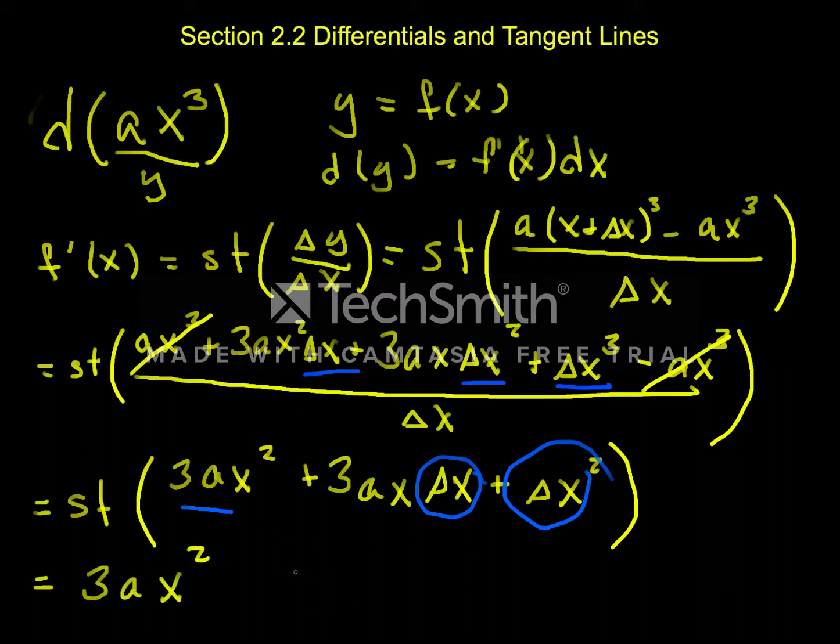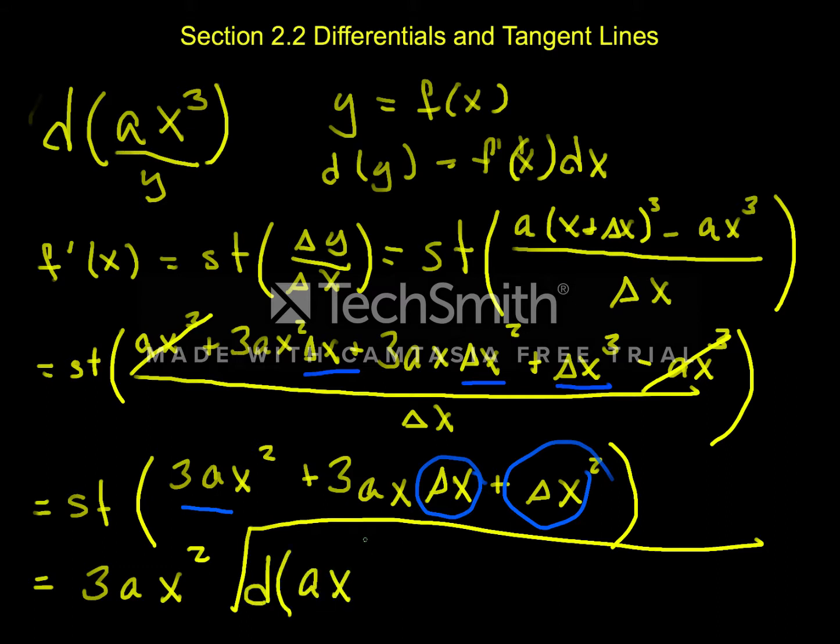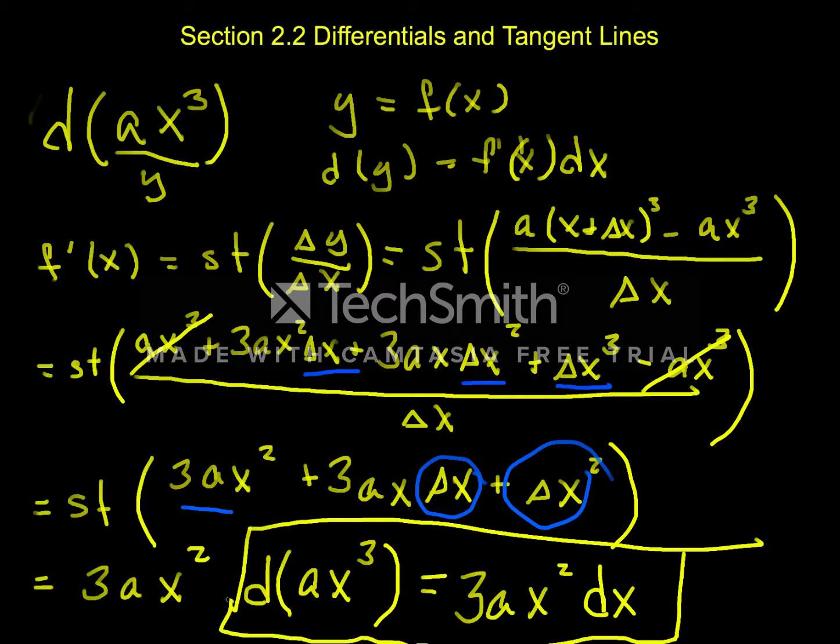So then the differential, putting this off to the side, the differential of ax cubed, we just computed the derivative. So the differential is the derivative, 3ax squared. And then you need the extra term, the differential of x. That is what the differential is. Okay? So the differential of ax cubed is simply 3ax squared dx.